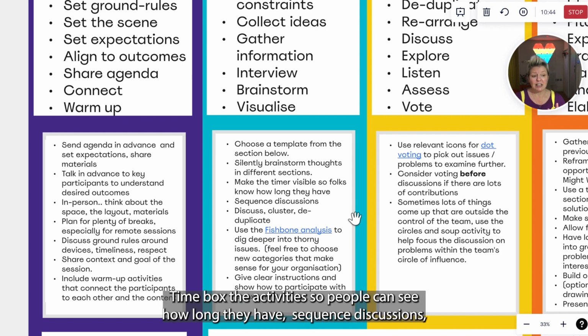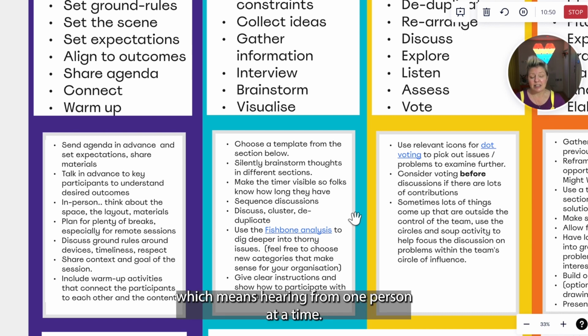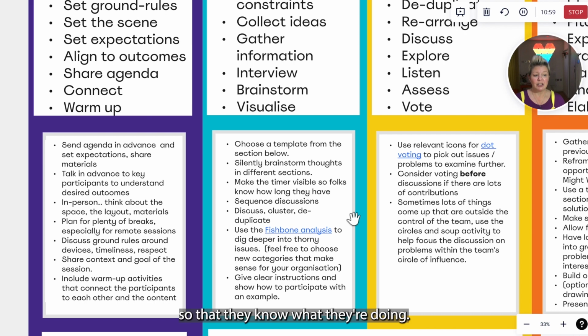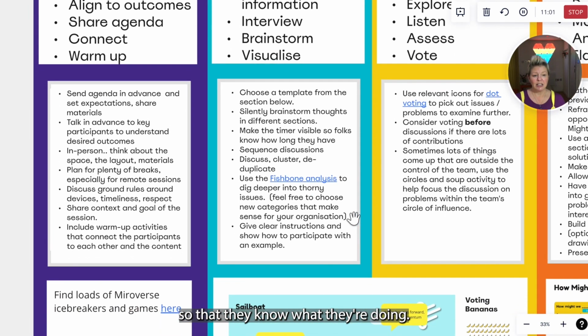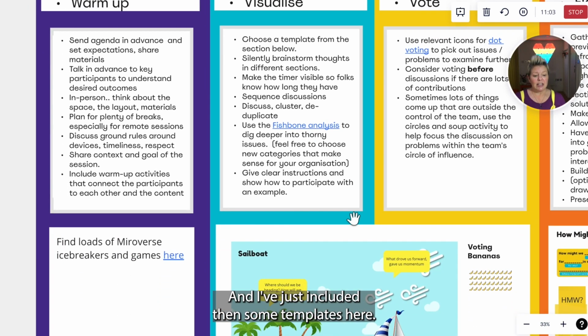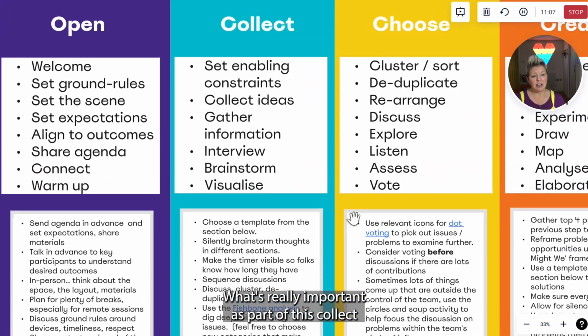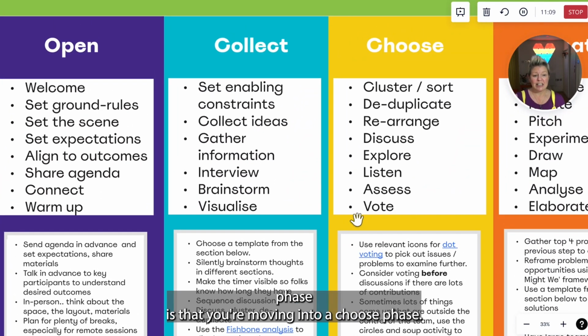Time box the activity so people can see how long they have. Sequence discussions, which means hearing from one person at a time. Give clear instructions multiple times with examples so that they know what they're doing. And I've just included some templates here. What's really important as part of this collect phase is that you're moving into a choose phase.